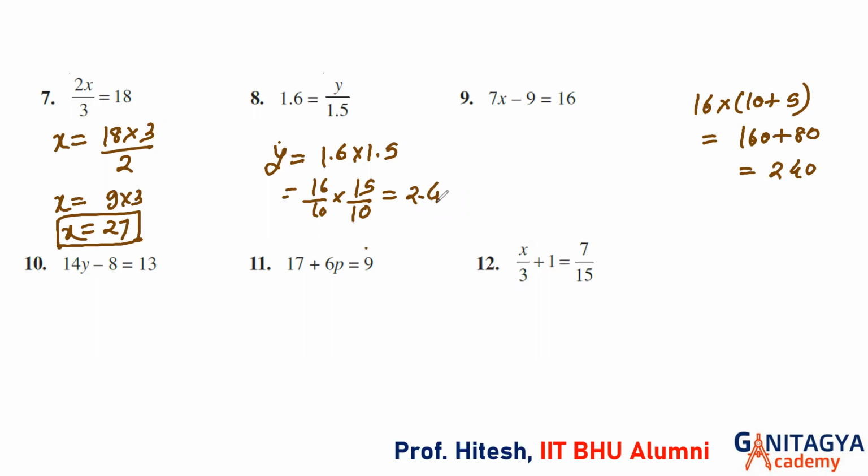Now we will move to question number 9. So 7x is equal to 16 plus 9. Isn't it? And 16 plus 9 is 25. So x is nothing but 25 upon 7. ठीक है Humera and Tejas, any doubt please let me know.